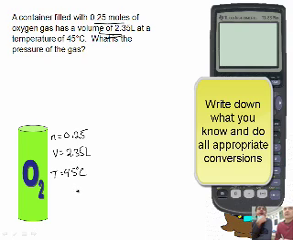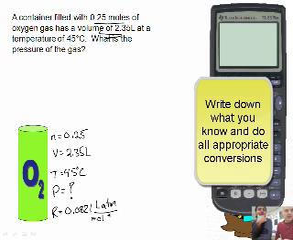Now, Celsius doesn't work very well. That's all right. And then P equals question mark. We're trying to find that, so we'll put a question mark. And R. Let's go ahead and write that: 0.0821 liter atmosphere per mole Kelvin.